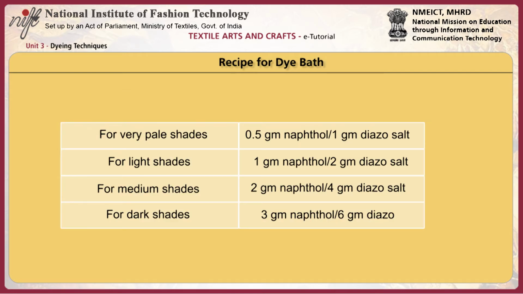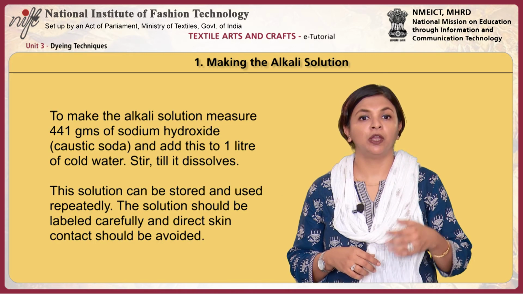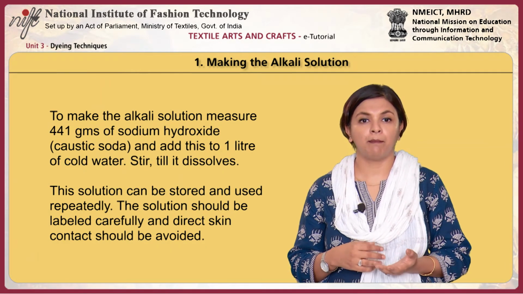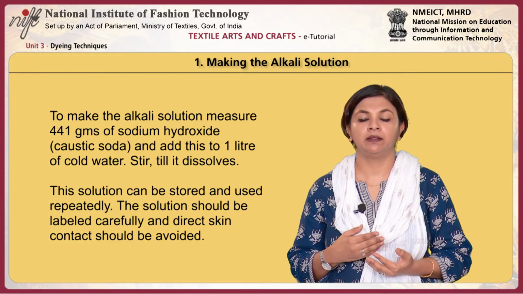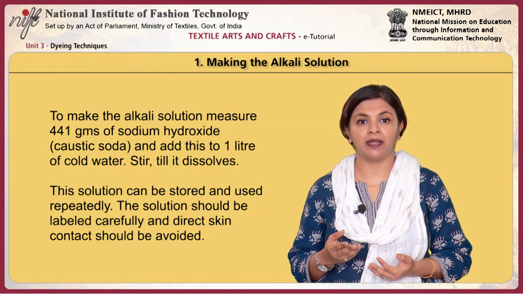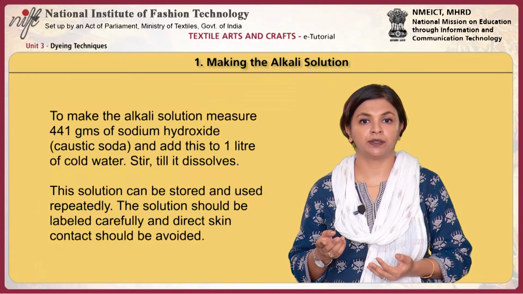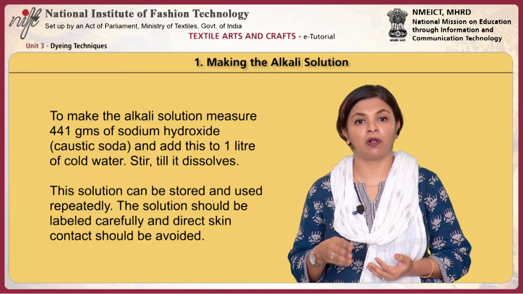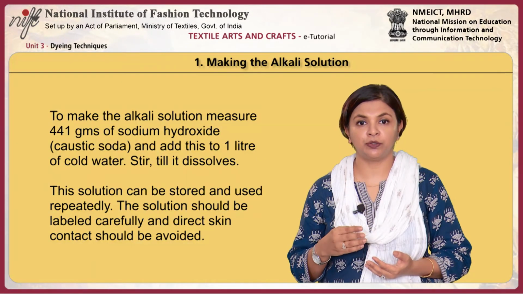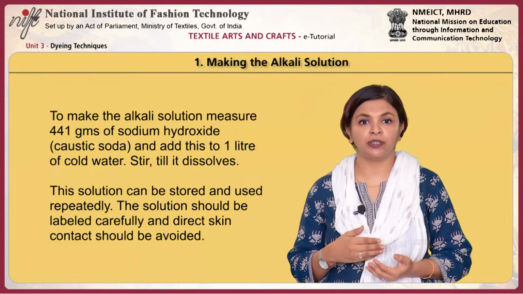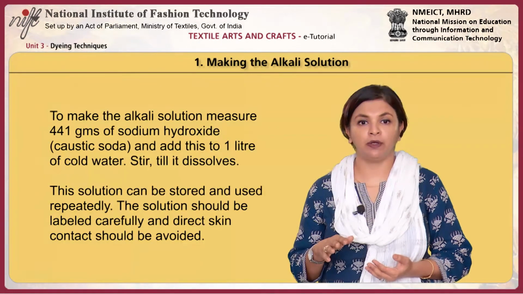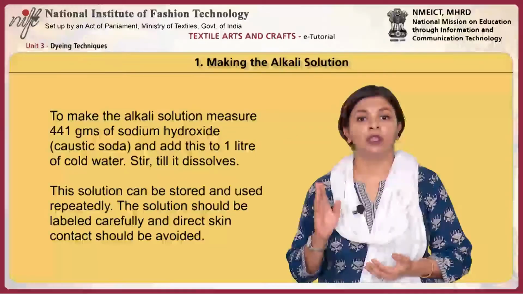This table gives the standard recipe for the dye bath for 1 liter of water. To make the alkali solution, measure 441 grams of sodium hydroxide, which is caustic soda, and add it to 1 liter of cold water. Stir until it dissolves. This solution can be stored and used repeatedly. The solution should be labeled carefully and direct skin contact should be avoided.